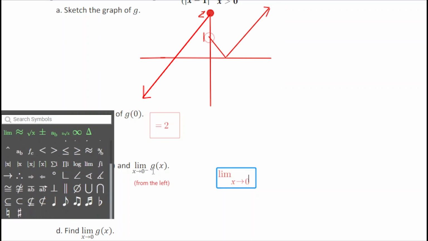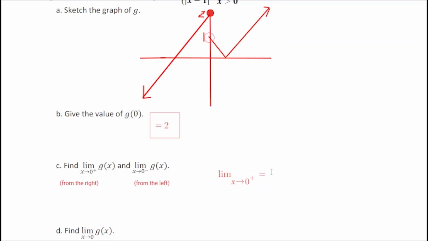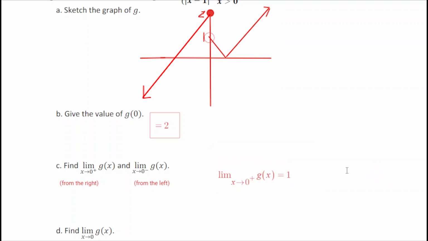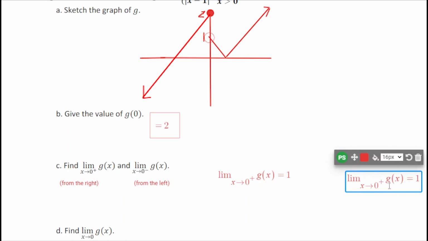I guess I can do this. From the right, the limit of g of x is going to be equal to 1. And then if we approach it from the left, it's going to equal 2. If I follow this graph from the left-hand side and I approach x equals 0, the y value is approaching 2.